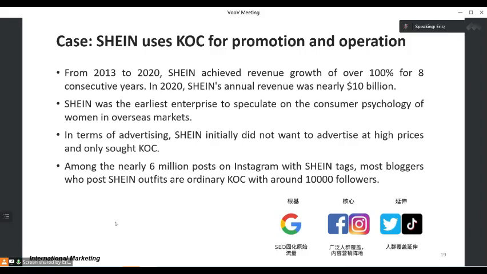So this is the trend about this brand. Okay, and as the young generation grows up, they become the netizens. So these tools are more and more powerful.